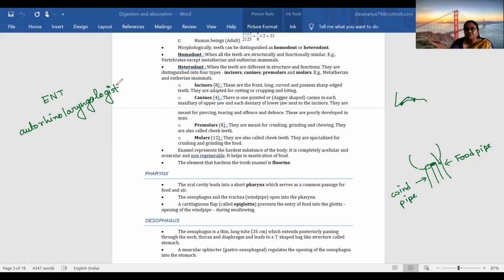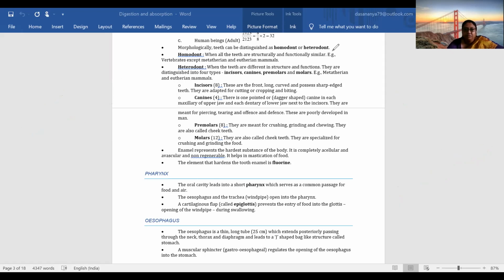But it's very easy to understand. Oto means audio, rhino means nose. We all know because we know about the rhinoceros, which has a horn. Larynx is related to voice. By the side of this pharynx, there is the larynx, which is the voice box of us. Let's move ahead.